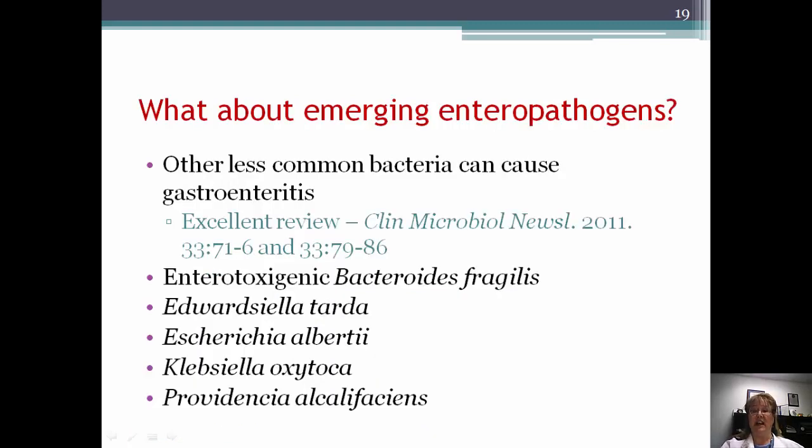So what about emerging enteropathogens? Okay, we do know that other less common bacteria can cause gastroenteritis. There's actually an excellent two-part review, again published in 2011 in Clinical Microbiology Newsletter that has a lot of information about these new emerging enteropathogens. I picked the top 5 to talk about. That includes things like enterotoxigenic Bacteroides fragilis. I know you're thinking, oh my God, Bacteroides fragilis. How much of that is in stool? A ton, right? Edwardsiella tarda, Escherichia albertii, Klebsiella oxytoca, and Providencia alcalifaciens.